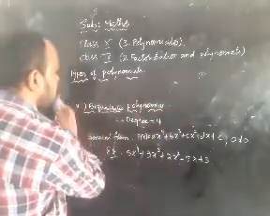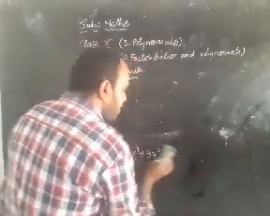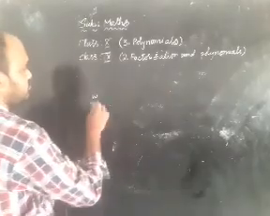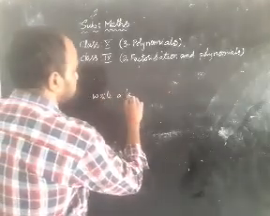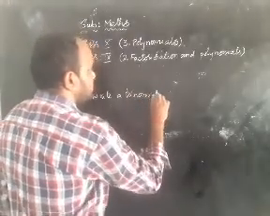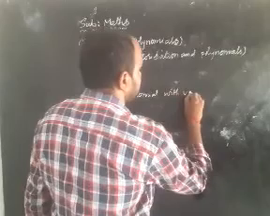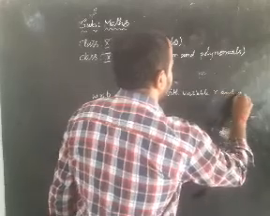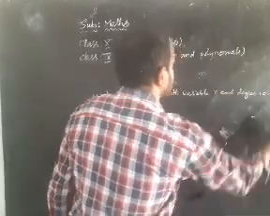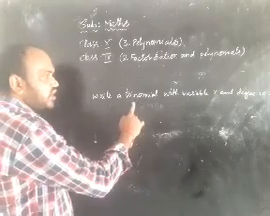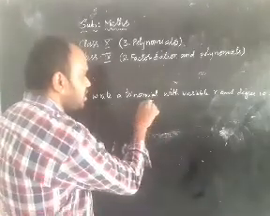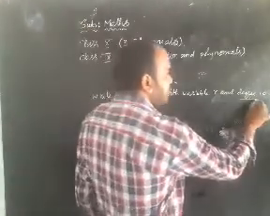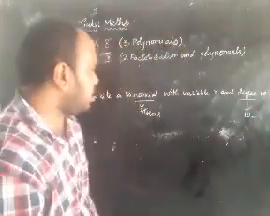Now see, in the examination they will ask, write a trinomial with variable x and degree 10. How do we write it? It should contain only 3 terms. Next, the highest degree must be 10. Right. Now see here.